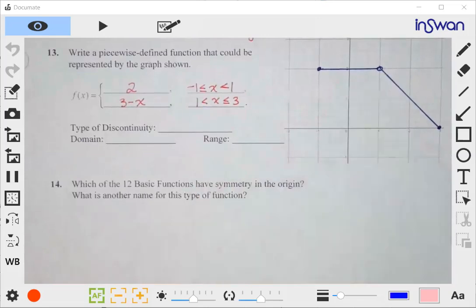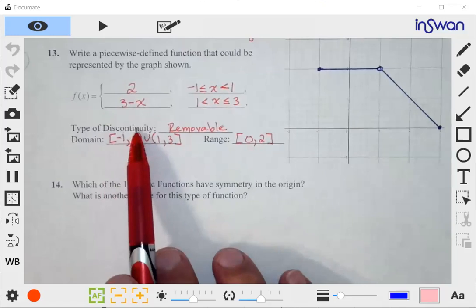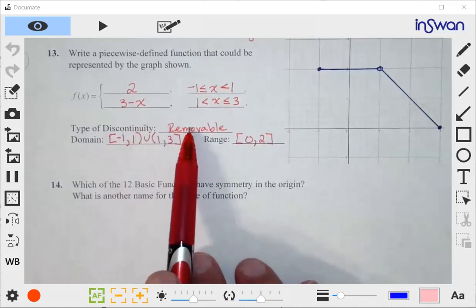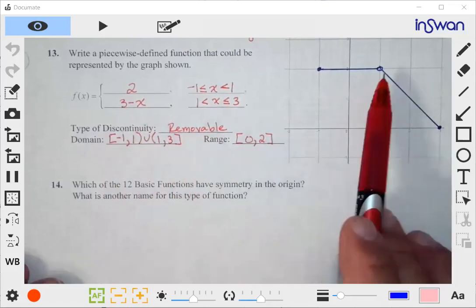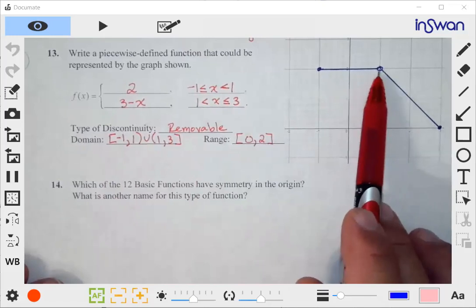Okay. Now, what about the discontinuity and the range that's involved and the domain? The type of discontinuity that we would have here is a removable discontinuity. This point right here, we could remove the discontinuity by simply filling in the value at that point, but it's not there, so we call it a removable discontinuity.